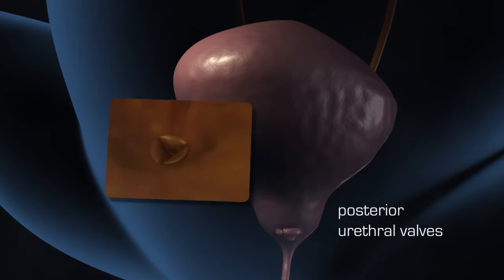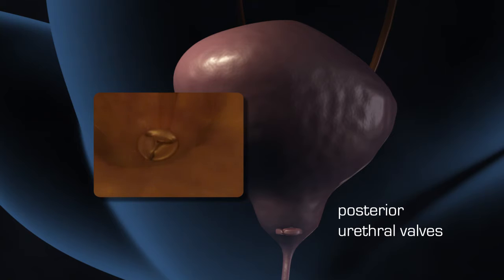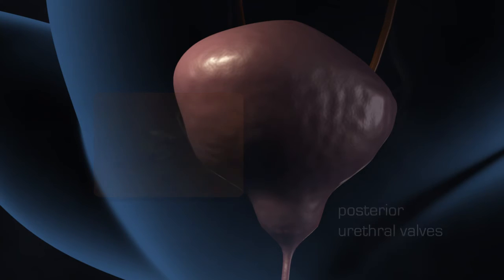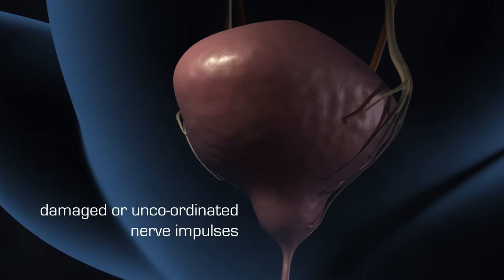In infants, posterior urethral valves are a classic form of obstruction, while in many children, damaged or uncoordinated nerve impulses interfering with the proper relaxation of outlet muscles during urination can block urine flow.